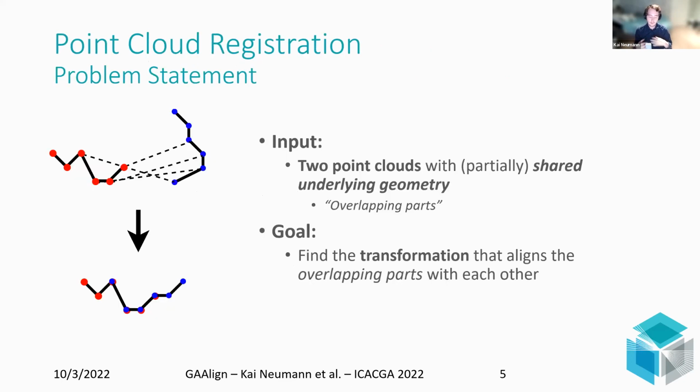Okay, now I want to introduce the problem statement. Point cloud registration is a task where we have 2 or more point clouds with partially shared underlying geometry. For example, we have 2 surfaces that share some parts, and we want to tightly align these surfaces. They have some overlapping parts, and the goal is to find a transformation that aligns the overlapping parts with each other.